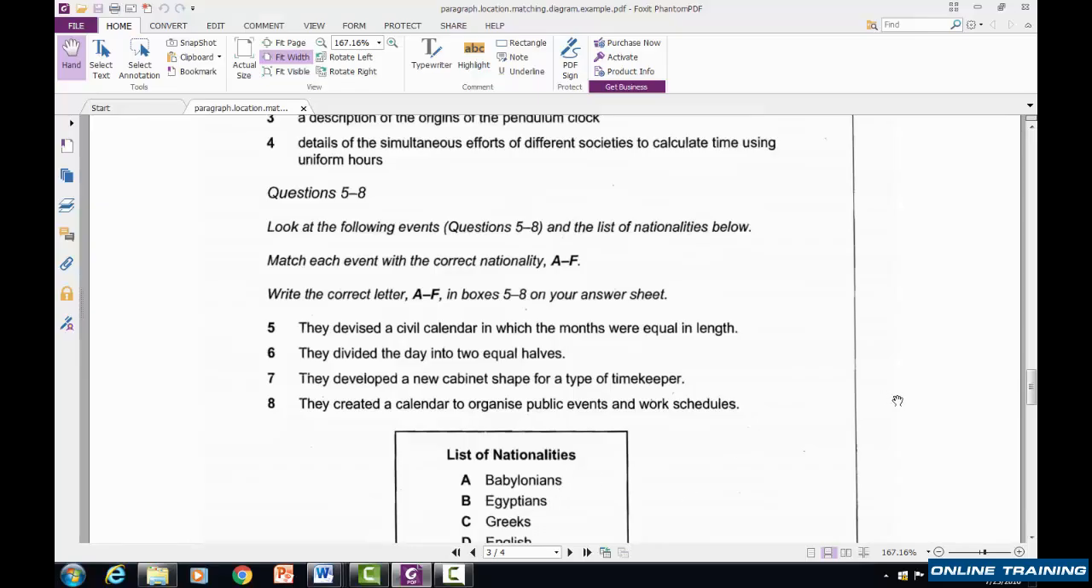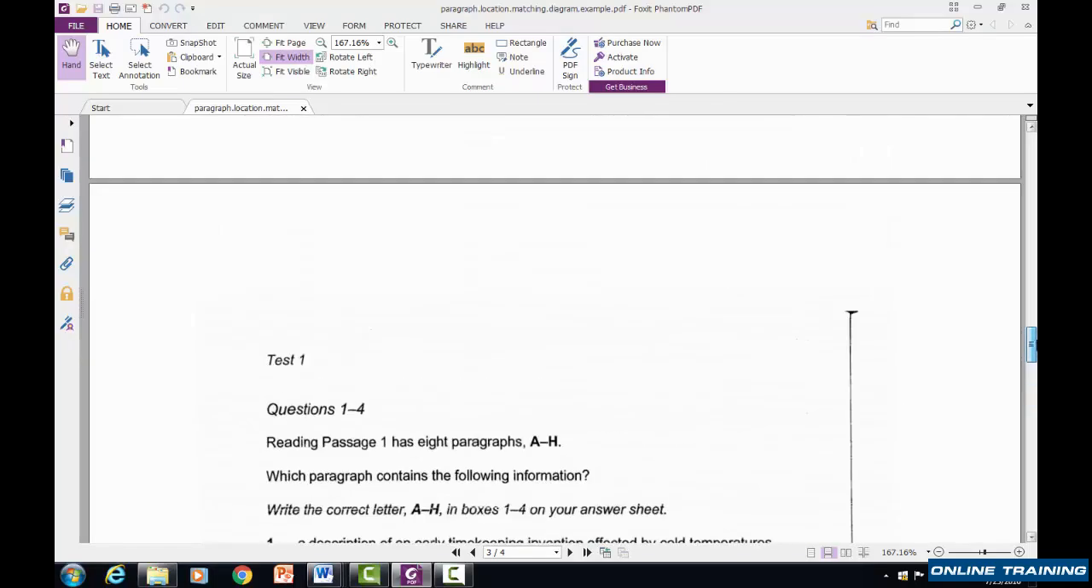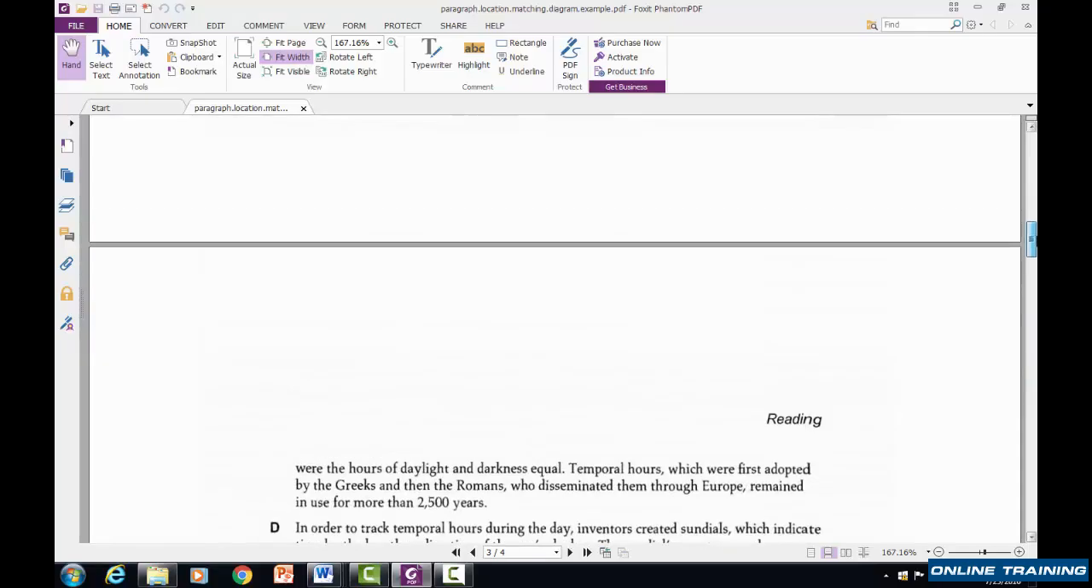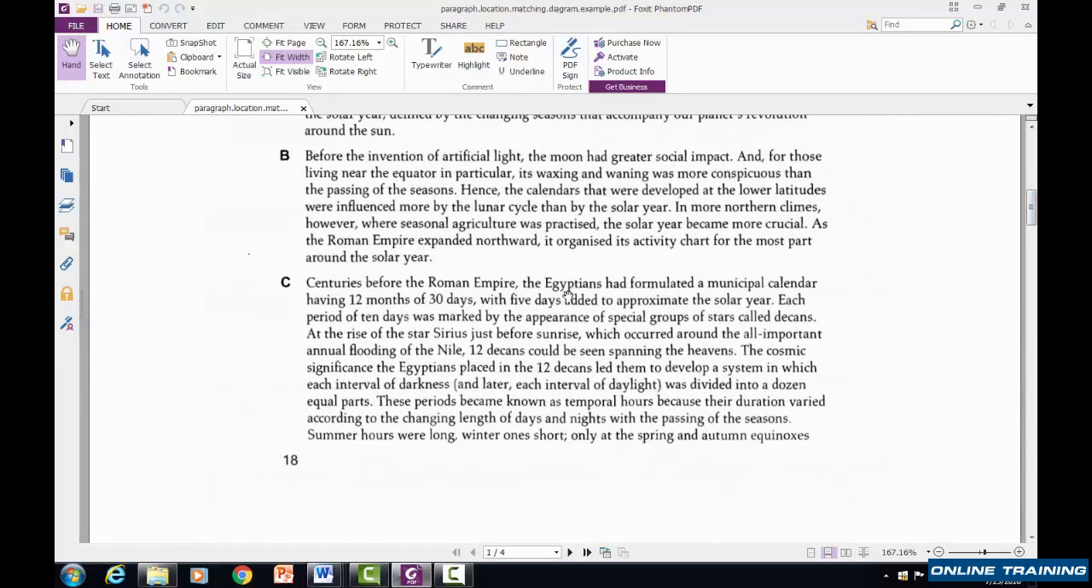All right. So now let's go and look and see what it says for Egyptians. All right, here's Egyptians right here. All right, so the Egyptians had formulated, here in paragraph C, first sentence: a municipal calendar having 12 months of 30 days, with 5 days added to the approximate solar year. So they had 12 months of 30 days.